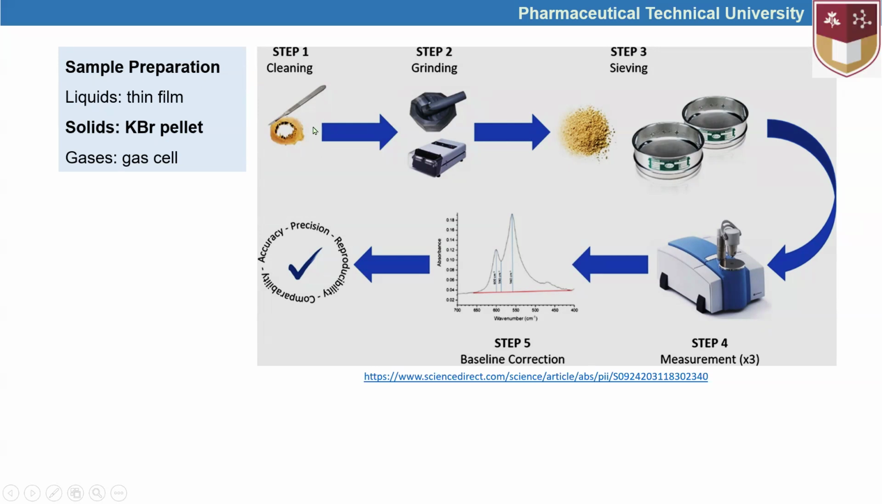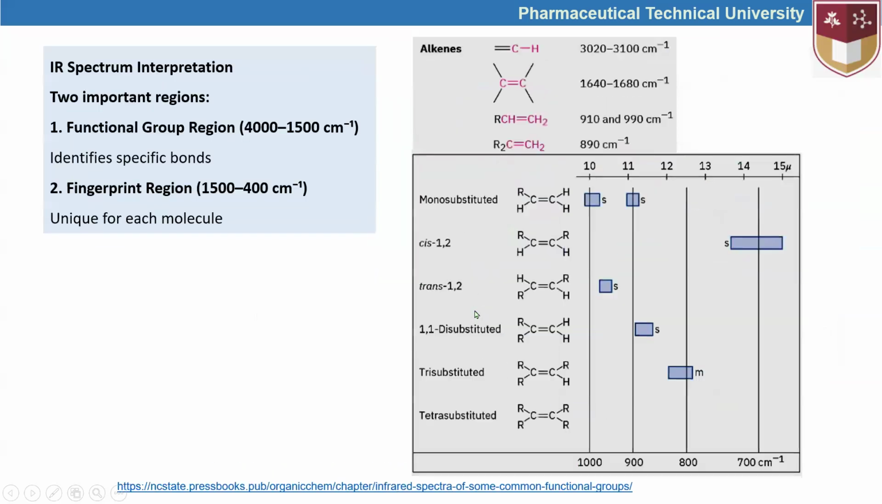In any case, if we are studying the IR spectroscopy of some natural compounds, it's better to crush them using a mortar and pestle, and then sieve them to obtain a more homogeneous sample. Then the IR spectrum of it can be obtained. Here we can see the absorbance level in previous pages.